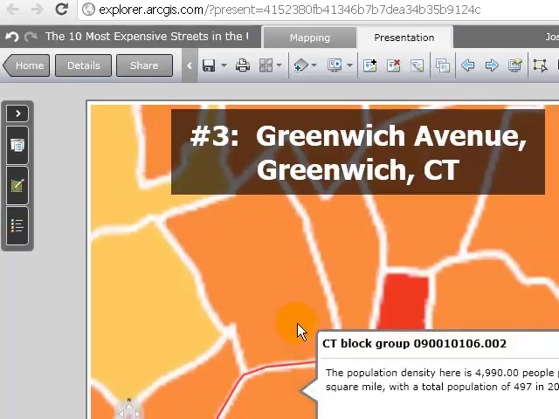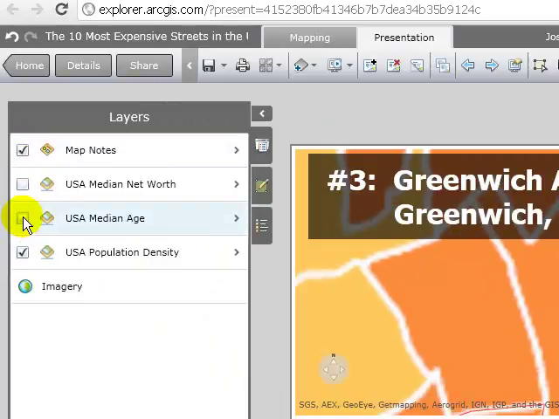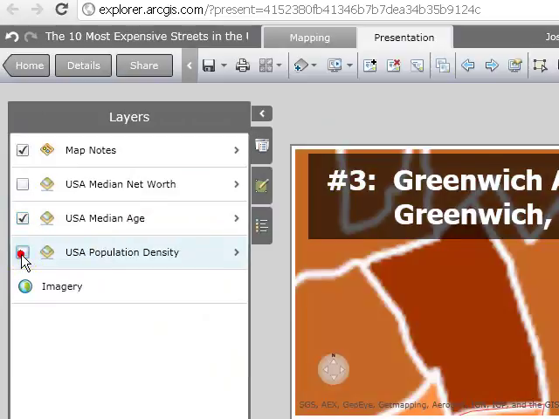So we've got several different densities, don't we? We have a medium density right here in Connecticut. We had a lower population density in Menlo Park, high population density in New York City, as you would expect. What about some of these other layers that we chatted about? Let's go back to the Layers tab. Let's look at median age.